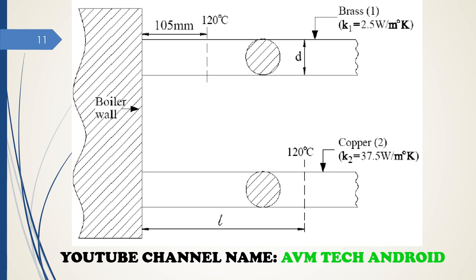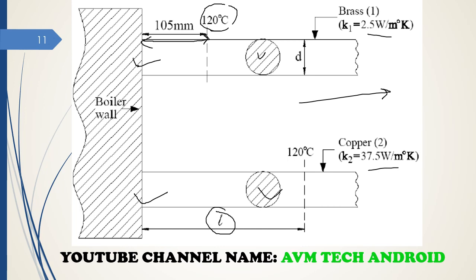So friends, here the sketch is there. What we have discussed, the same thing is there. This is a brass rod, this is a copper rod. At 105 millimeter, 120 degree Celsius temperature is observed. The same diameter is there in both cases. The outer condition is also the same, only thermal conductivity is different. And what you have to find out is the distance at which the same temperature will be observed. So let's see.